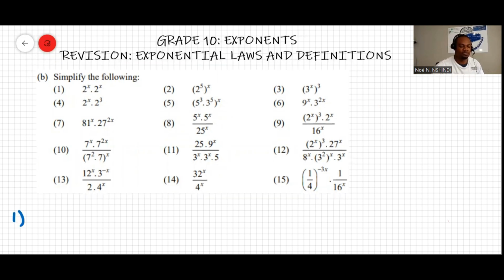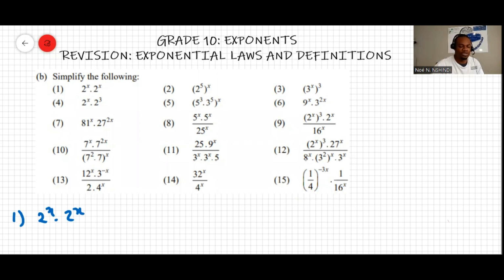Question 1, we have 2 to the x times 2 to the x. Do you remember the law that says a to the m multiplied by a to the n is equal to a to the m plus n? So over here, we can just say this is equal to 2 to the x plus x, and this is equal to 2 to the 2x.